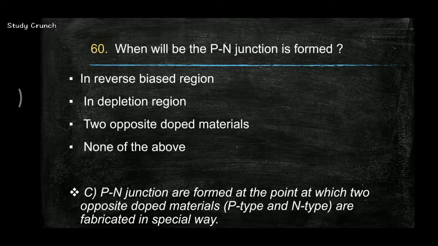Next, when will the PN junction be formed? So the answer is when there are two oppositely doped materials. So PN junctions are formed at the point at which the oppositely doped materials, P and N type, are fabricated in a special way. So this was all about this lecture.